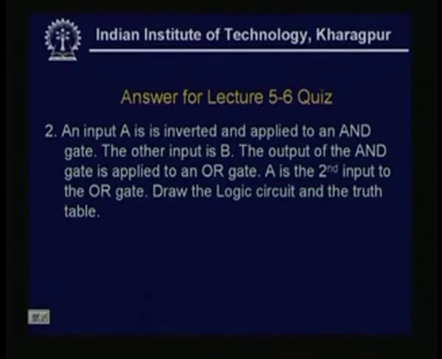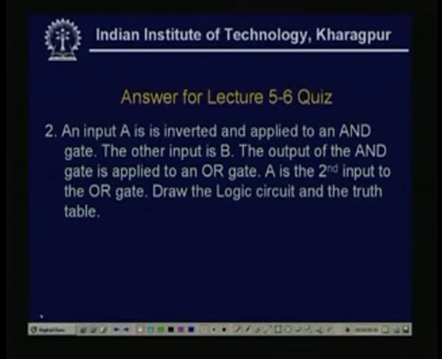See our second question. Second question: an input A is inverted and applied to an AND gate. The other input is B. The output of the AND gate is applied to an OR gate. A is the second input to the OR gate. Draw the logic circuit and the truth table.